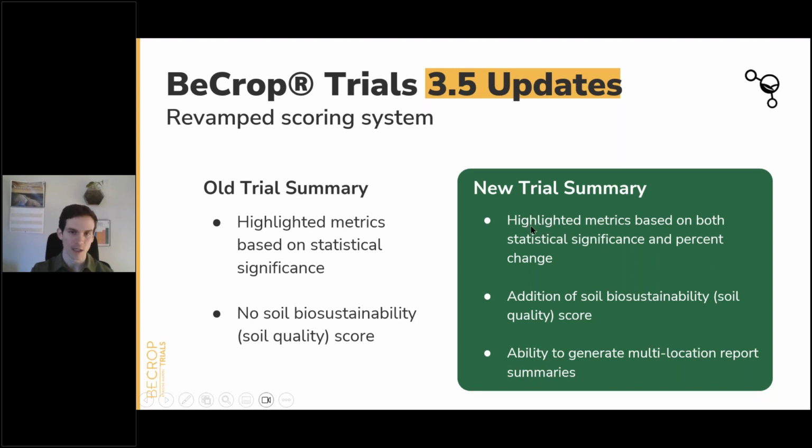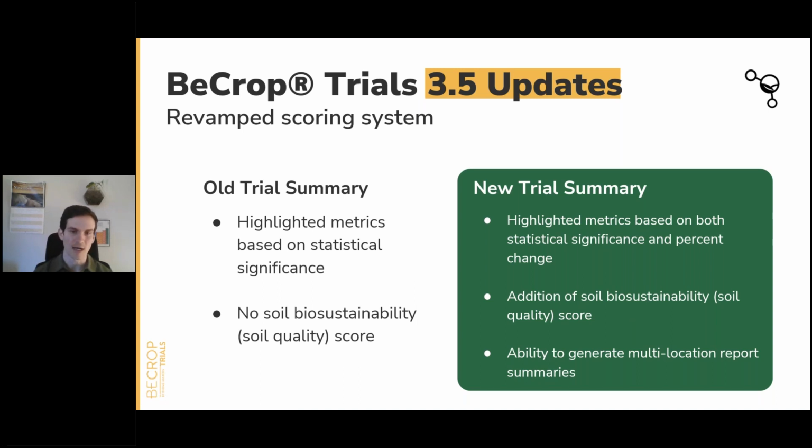Now, with our new trial summary page, we highlight metrics based on both statistical significance and the raw percent change in those microbial groups. And we'll explain that system in a minute. We also previously did not have our soil biosustainability or soil quality score on that first page, and now we have added the soil biosustainability score if there is a major difference driven by the product or program that we're evaluating.